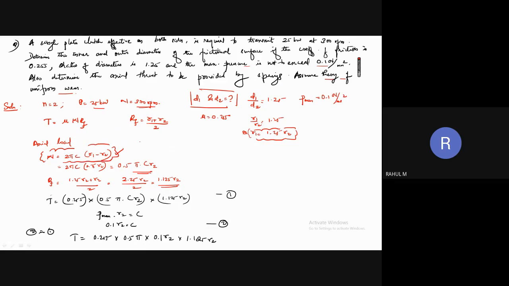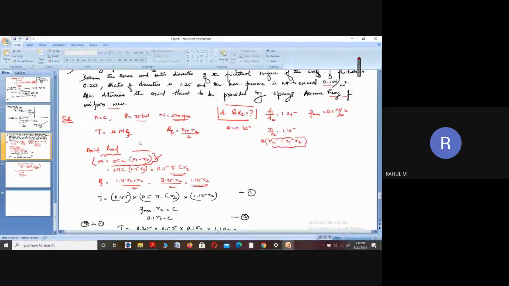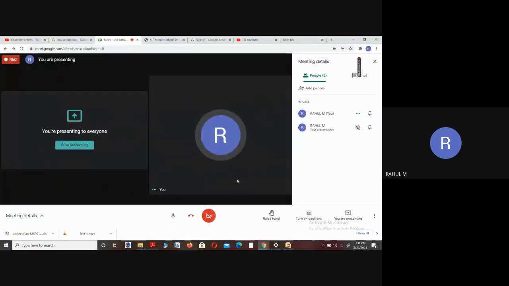So that's it. Now the first part of clutch, the single plate clutch. Next day we will look into the multi-plate clutch, the design as well as problems related to the multi-plate clutch. Okay. Thank you.